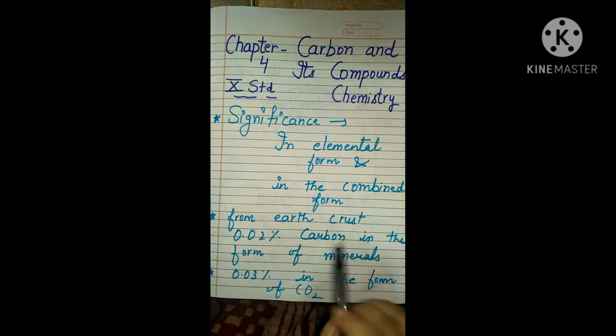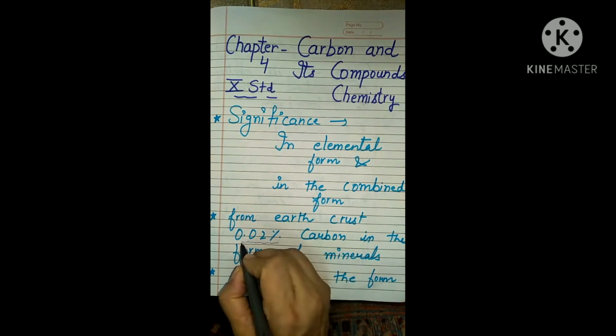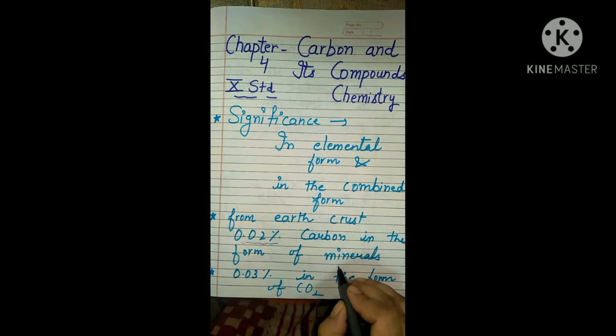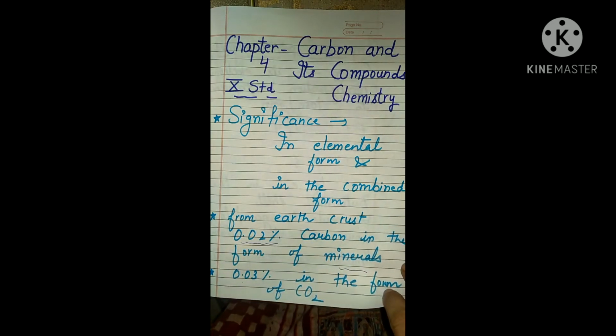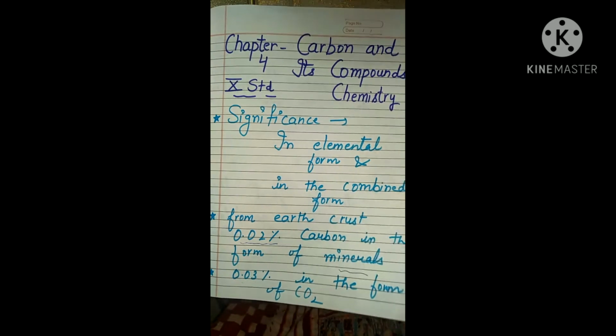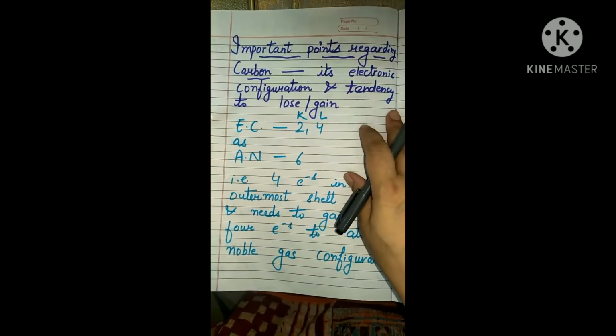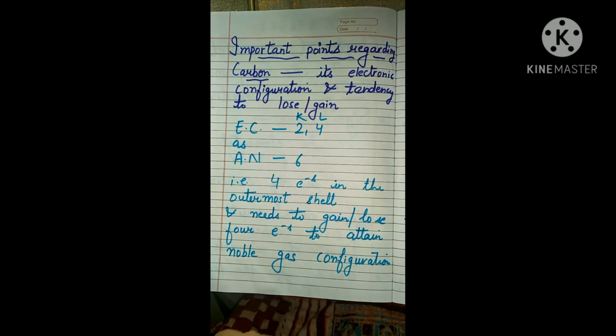Some general data for the introduction has been given. From the earth's crust, 0.02% carbon is in the form of minerals, whereas 0.03% is in the form of carbon dioxide. Fine. So though this percentage is very small, its importance is really great.